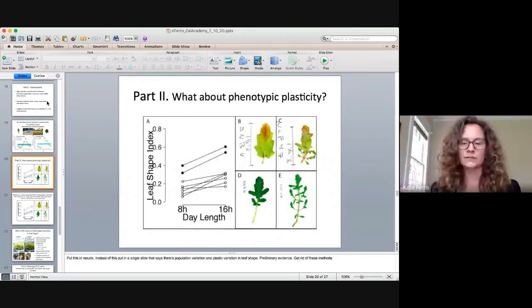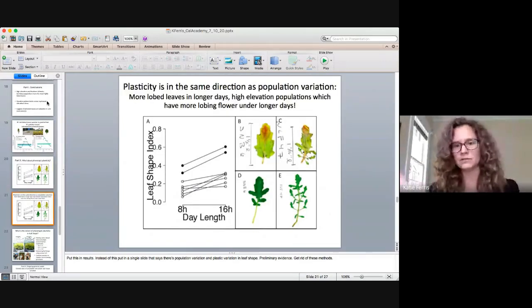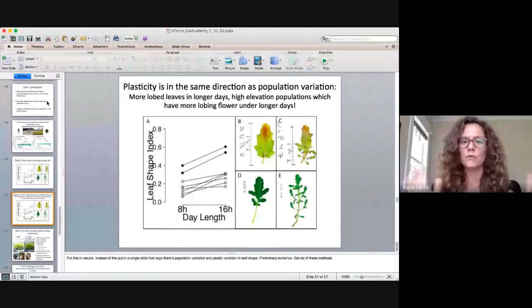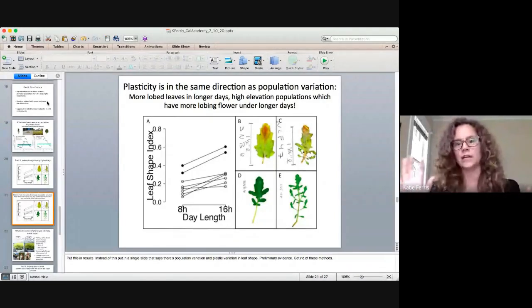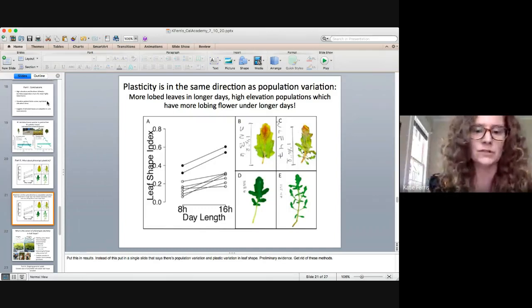Okay, so what about the phenotypic plasticity patterns? These patterns are kind of in the same direction as population variation. Meaning that there are more lobed leaves in longer days, so the same genotype produces more highly lobed leaves in long days, and high elevation populations, which have more lobed leaves in a common environment, end up flowering under long days because they flower later in the spring than low elevation populations.